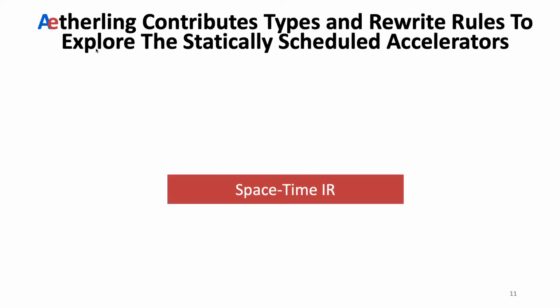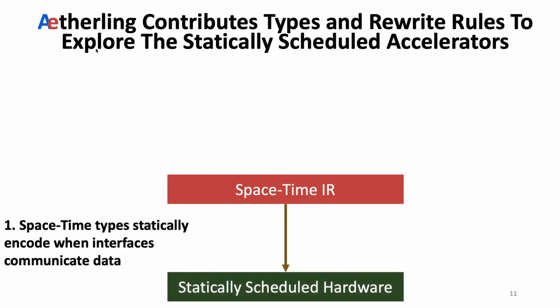Aetherling makes 2 main contributions. The first contribution is the space-time IR, which describes the semantics of hardware accelerators and has a type system that statically encodes when operators communicate data. Programs that type check in this IR can easily compile to statically scheduled hardware.